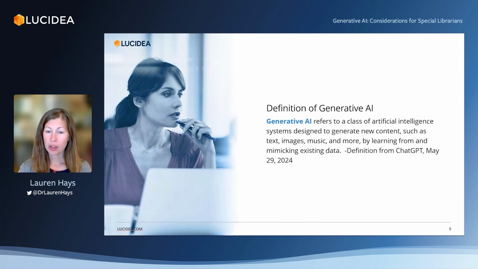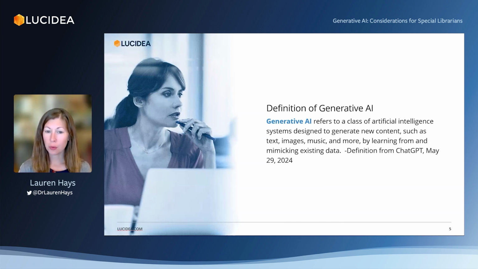And ChatGPT gave the definition: generative AI refers to a class of artificial intelligence systems designed to generate new content such as text, images, music, and more by learning from and mimicking existing data. So there are a lot of things to unpack in that definition, which we'll be doing. But I want to just mention, while we're still on this slide, just a few things.